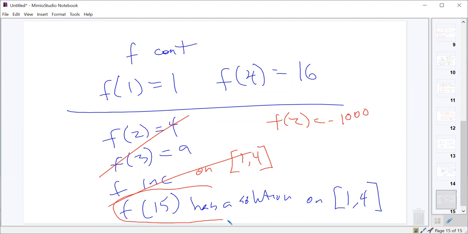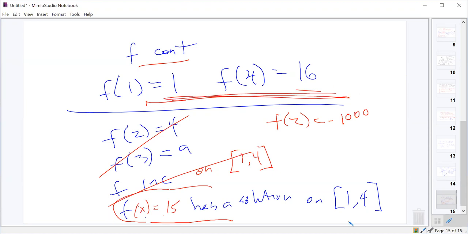But I shouldn't have written f of 15. I wrote that poorly. That's not what I meant to write. Something like f of x equals 15 has a solution on 1 to 4 means that I can find an x value between 1 and 4 that gives me a function value of 15, because f is continuous and it went from 1 to 16, 15 included on that. So somewhere between 1 and 4, I must have hit that value of 15, at least once. Does that make sense to everyone? Yeah. Okay, that's the intermediate value theorem. And that's kind of the way that they might throw that into the multiple choice.